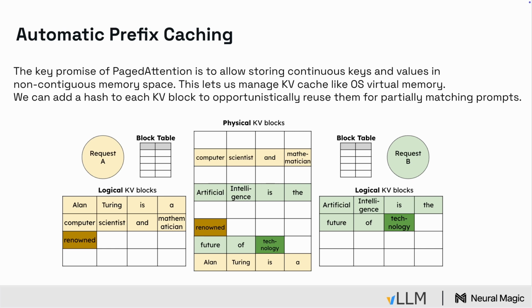And to add prefix caching, all you need to do is add a hash to each KV block, and now as you have your prompts coming in, you check your hash on that, and if you have something that matches in all of your KV blocks that you have, you just pull that in, and you don't need to prefill all those tokens.